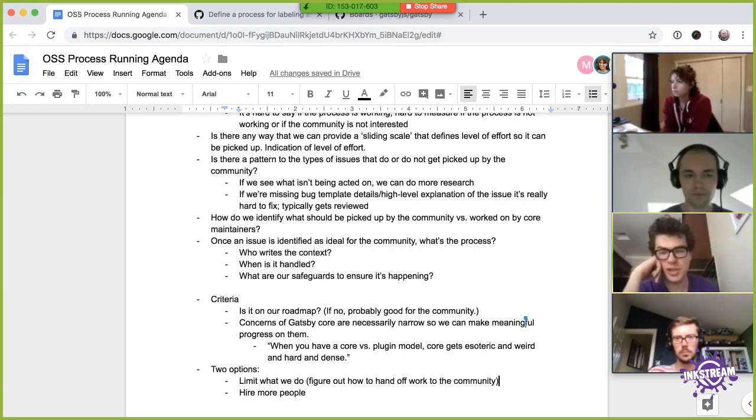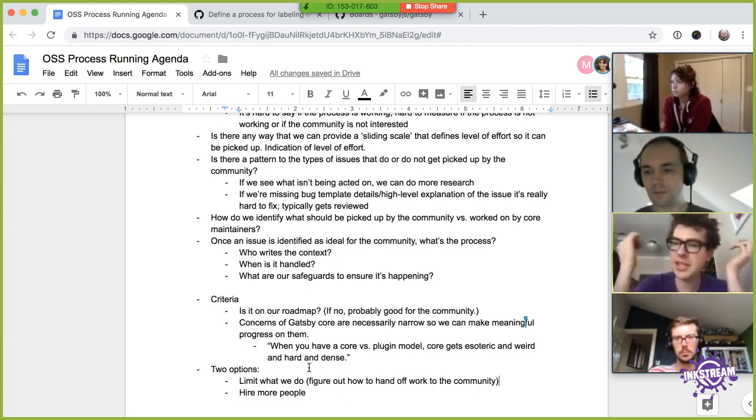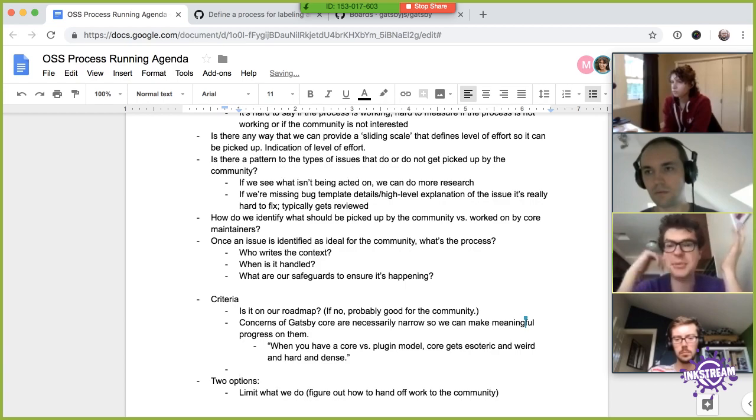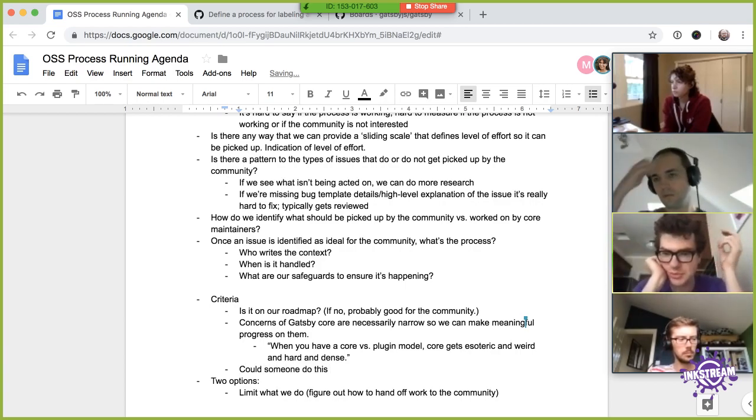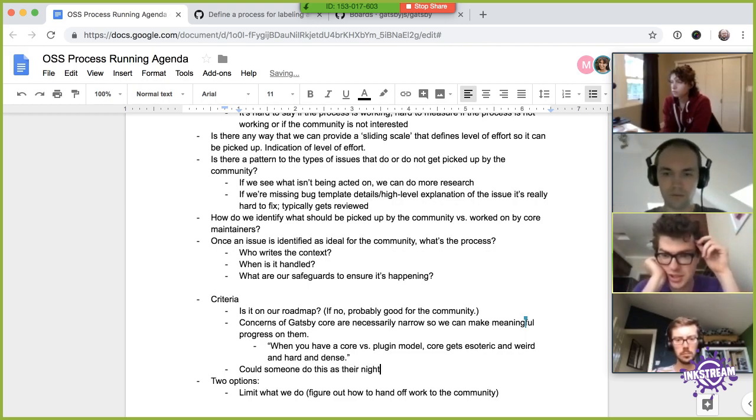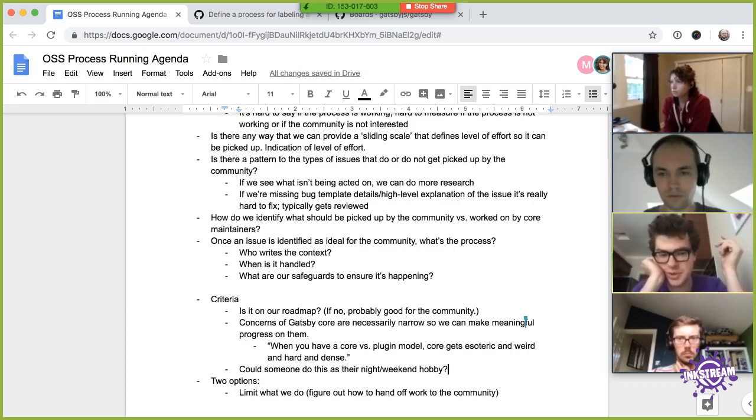Right. Or eventually Gatsby will get so big that there will be companies investing lots of money, and maybe they'll even give permission for an engineer to work half time on it. But we're at least a year or two away from serious contributions from anybody other than us. Right.